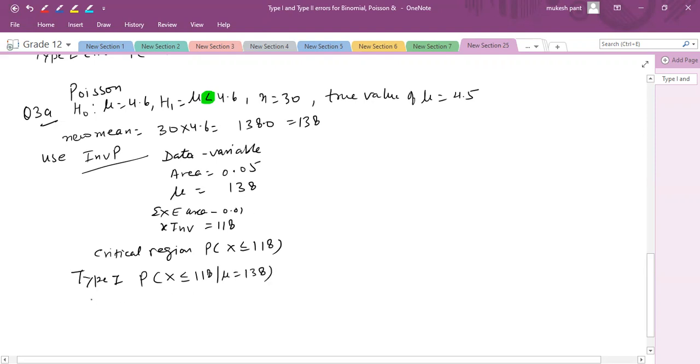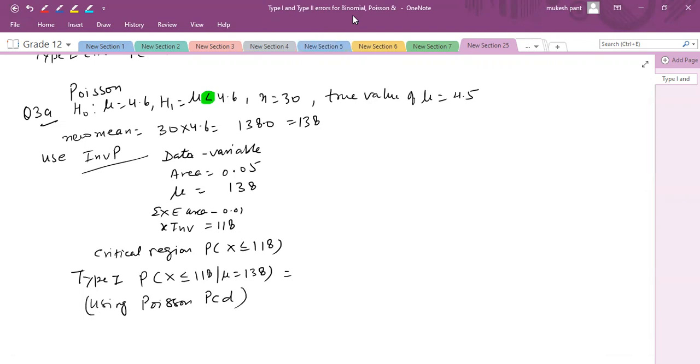You can use Poisson cumulative distribution, or PCD, and find out its probability. When I use the GDC, I'm getting 0.0458. This is the type 1 error, not the type 2 error.